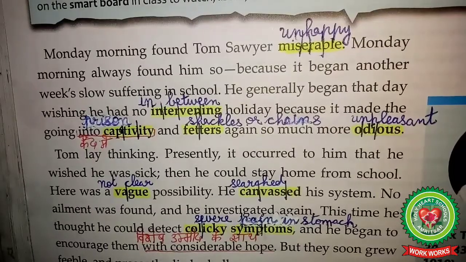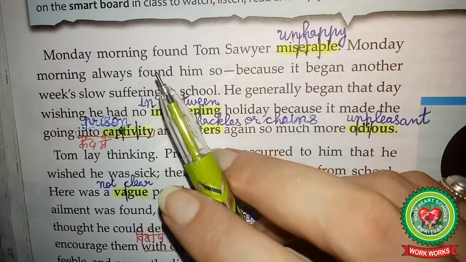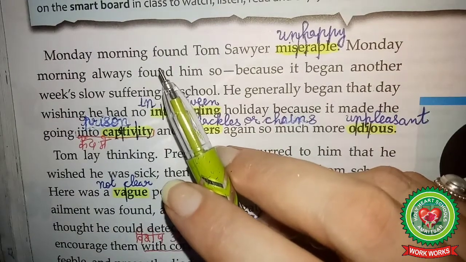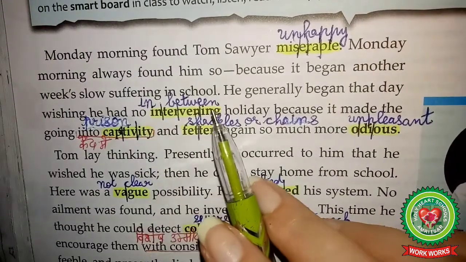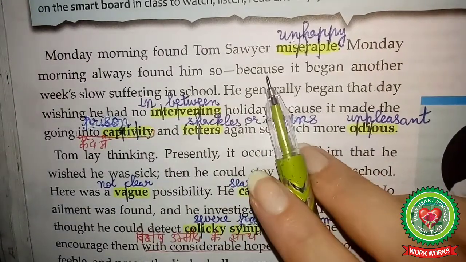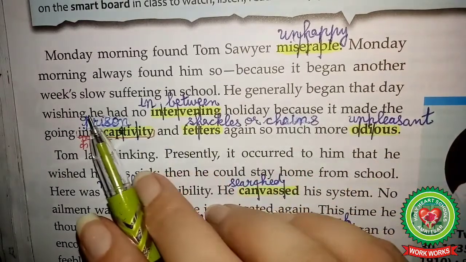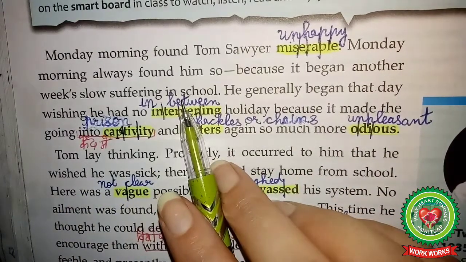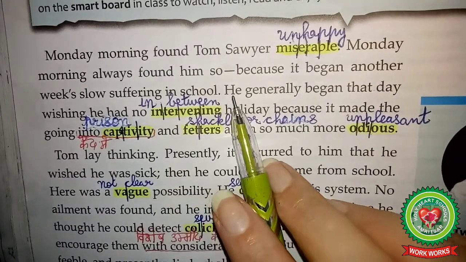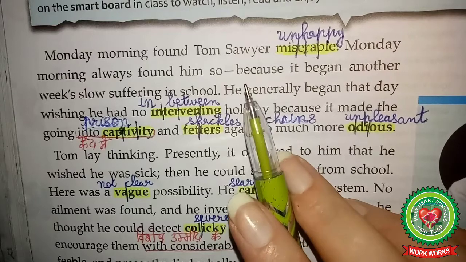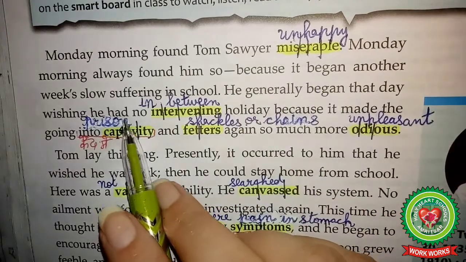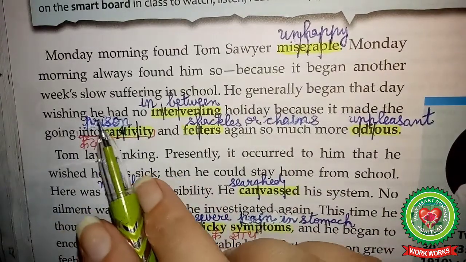Now students, why was Tom Sawyer not willing to attend school on Monday morning? What does it tell us about him? Tom Sawyer was not willing to attend school on Monday morning because it began another week's slow suffering in school. It tells us that Tom hated going to school. For him, going to school was like going to jail, going to prison.